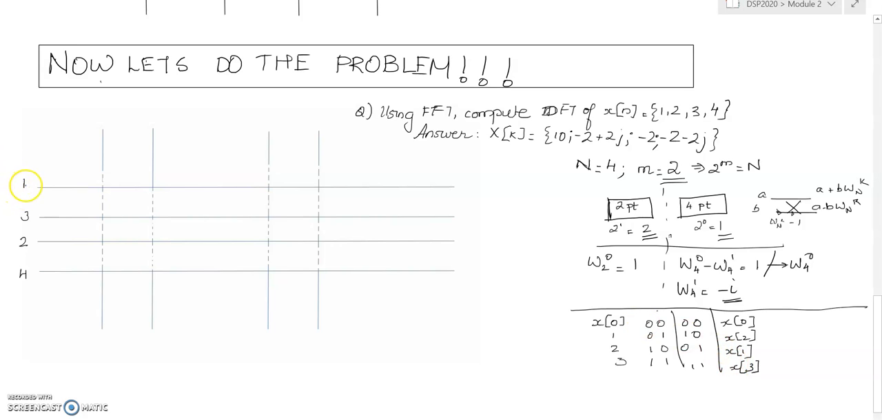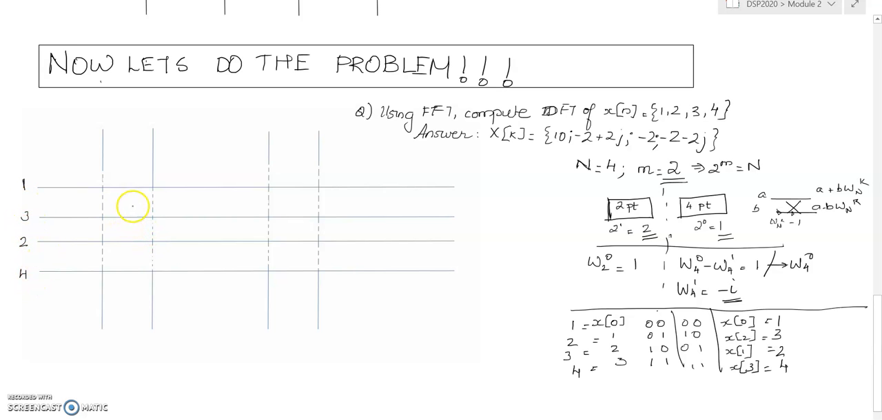Now you have the input written in the bit reversed order. Our input here is 1, 2, 3, 4, which corresponds to x of 0 equal to 1, x of 1 equal to 2, x of 2 equal to 3 and x of 3 equal to 4. Since this is bit reversed, this will be 1, this will be 3, this will be 2 and this will be 4. So I have written my input in the bit reversed order over here. As you see, the input is written in the bit reversed order 1, 3, 2, 4.